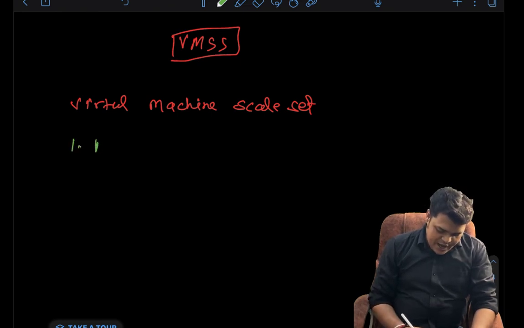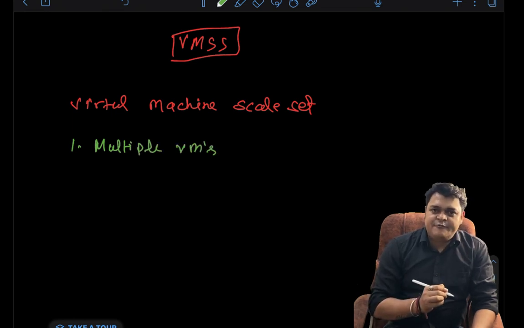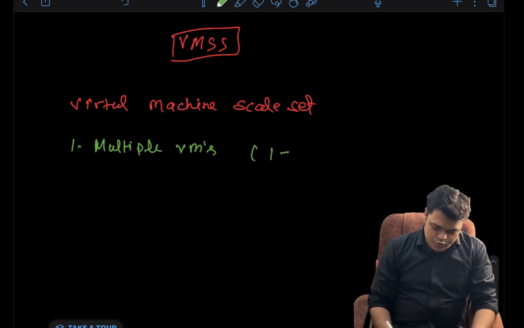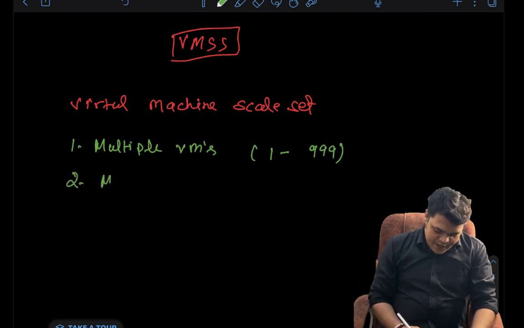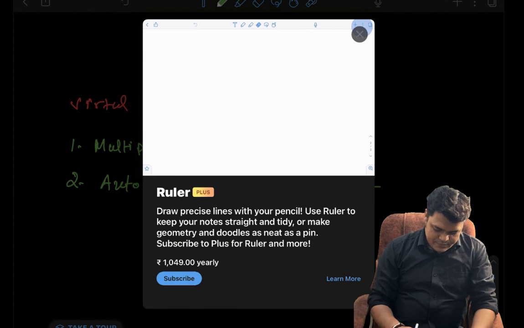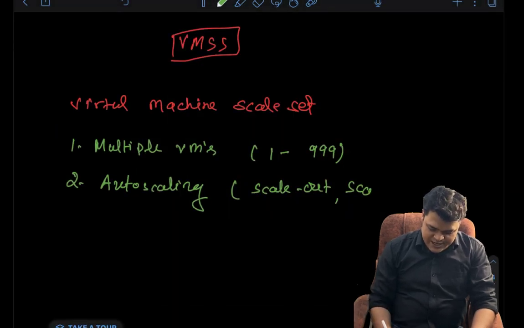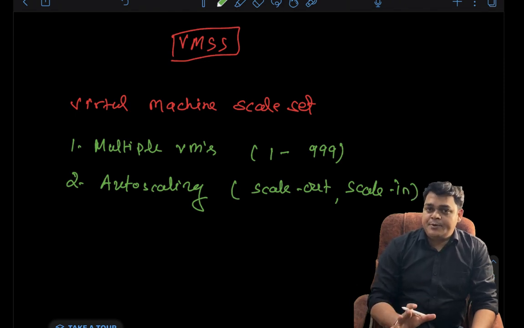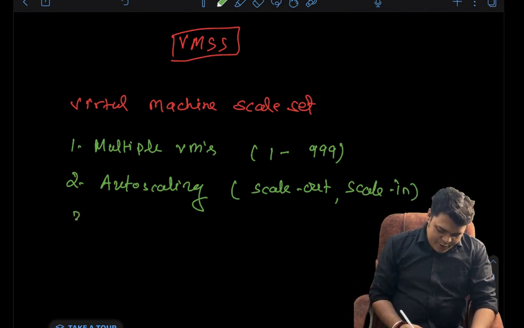Like we have the option to create multiple VMs using a virtual machine scale set. We are able to create from 1 up to 1000 virtual machines on a single click. Second, it will provide the option of auto scaling. We can configure auto scaling, scale out and scale in. We will discuss each and every point, the meaning of scale out and scale in. Third important point, you can configure a load balancer.